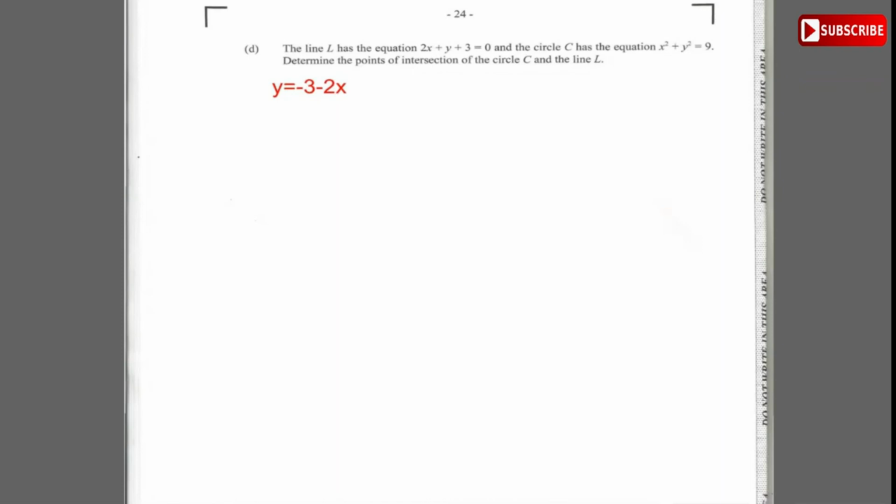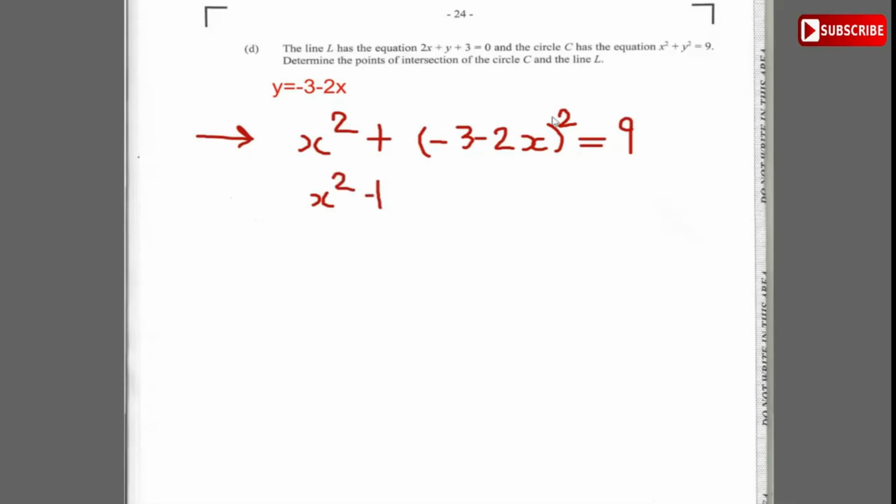And so when we substitute the line into the circle, we get x squared plus y, which is now (minus 3 minus 2x) all squared, equal to 9. So what we get is x squared plus: minus 3 squared is 9, plus twice the product, 2 times 2 is 4, 4 times 3 is 12, so that's plus 12x, plus the last term, (2x) squared, is 4x squared. And so that is equal to 9.